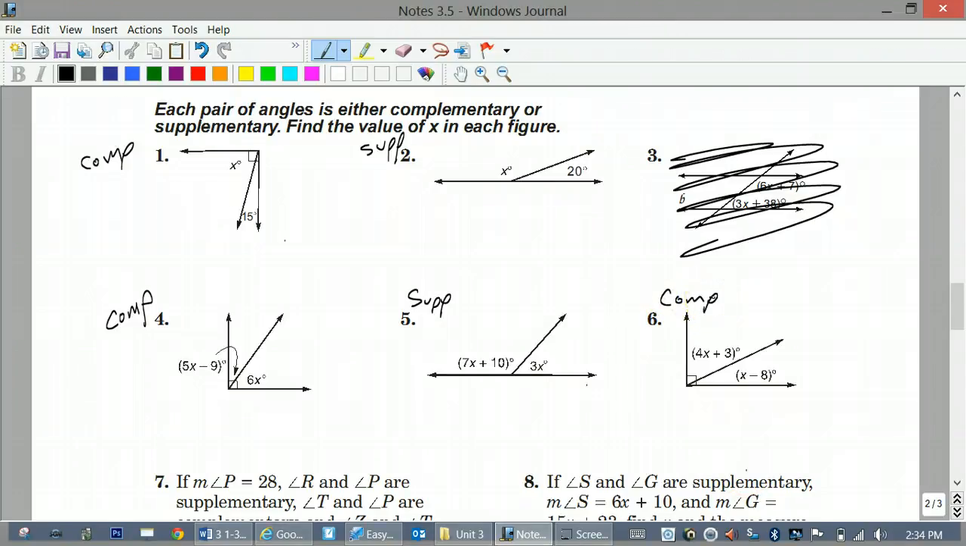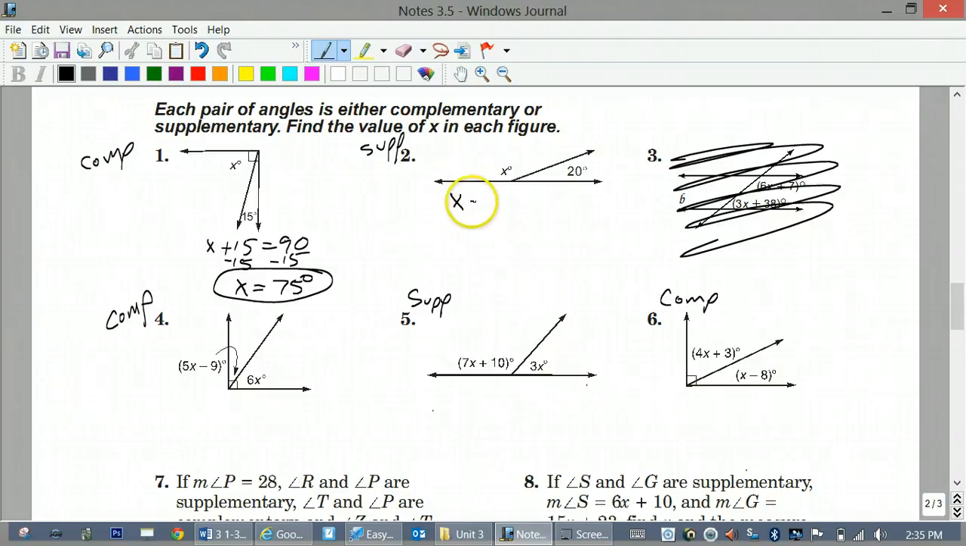What does complementary mean? Not just 90 degrees, not the measures, but the sum of the measures. So we add up the measures. It's this plus that equals 90. X plus 15 is 90. The two angles add to 90. We solve it: minus 15, minus 15. What do we get? X is 75. Does that answer our question? We're just asked for x. We're not asked what all the other angles are.